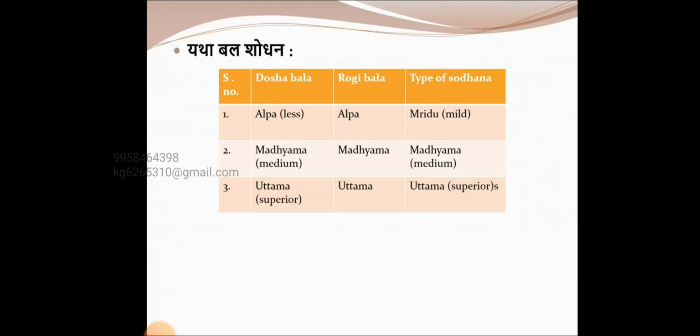According to the Bala of the patient, this Shodhana depends. Bala of the patient and Bala of the dosha. If dosha Bala is Alpa and Rogi Bala is also Alpa, Mrudu Shodhana is indicated. And likewise, Madhyama type of Shodhana, and if superior Bala is there for dosha and Rogi, we prefer Uttama Shodhana.